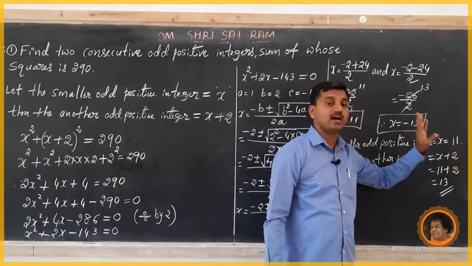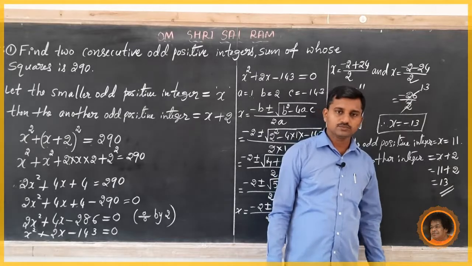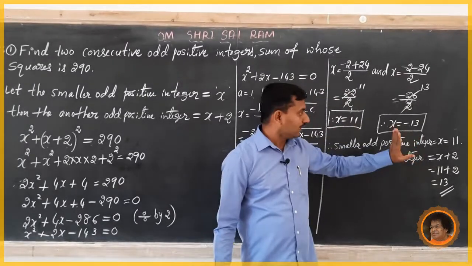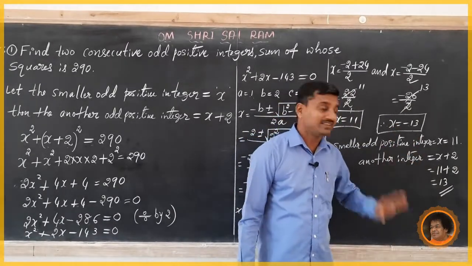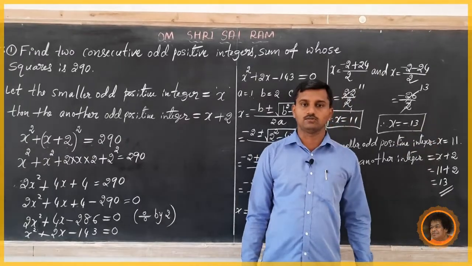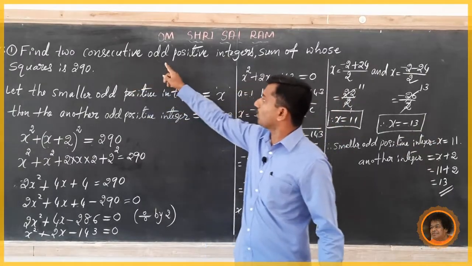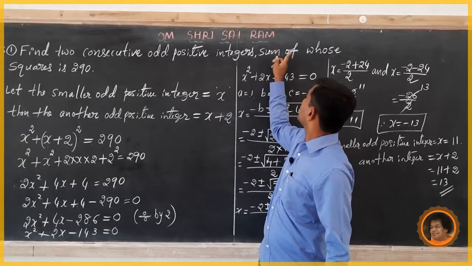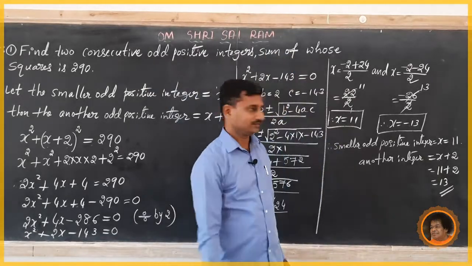11 and 13 are the two numbers. So these are the two numbers, 11 and 13. Now check whether the answer is correct or wrong. So the question: find the two consecutive odd positive integers, the sum of whose squares is 290.